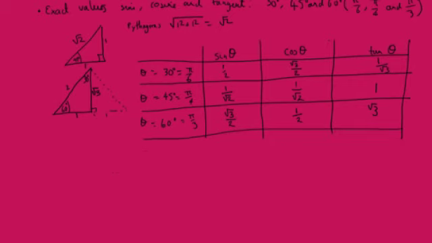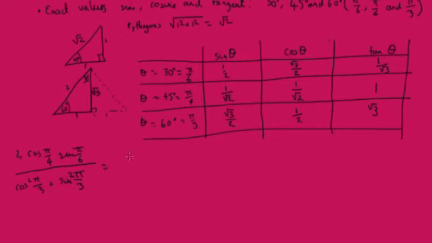Now we're going to do something a bit more tricky. We're going to do 2 cosine pi over 4 sine pi over 6, all over cosine squared pi over 3 plus sine squared pi over 3. Now that's the squared, not 2 times pi.